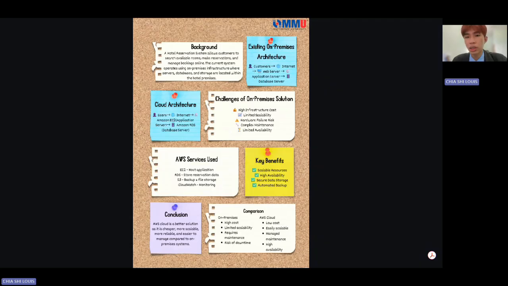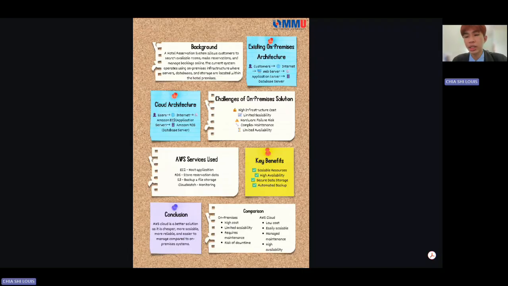Next up, I will talk about the challenges of the on-premise solution. Before moving to the cloud solution, it's important to understand the challenges faced by traditional on-premise systems.